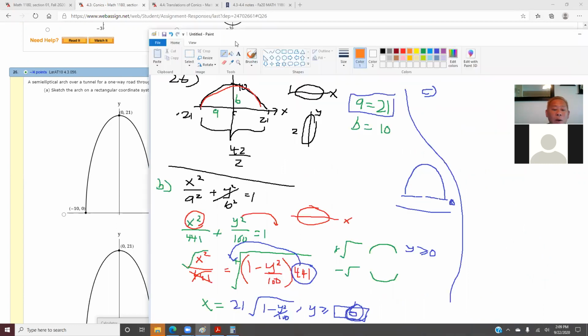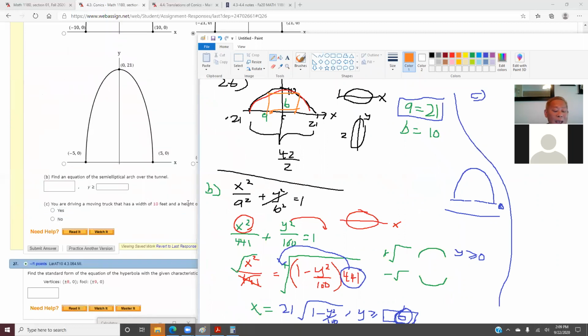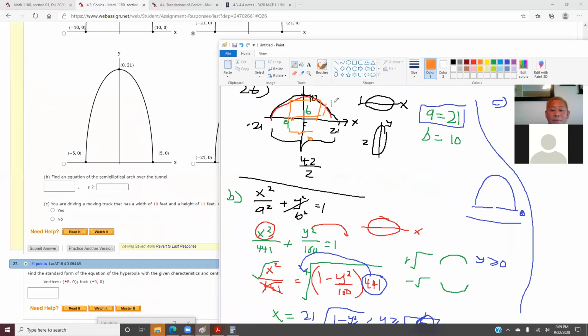When you drive through a one-way road, you're going to be in the middle. So your truck will be like this. This is your truck. You're not going on the side, but right in the middle. This truck has a width of 10 feet, so from here to here the width is 10 feet. And the height is 11 feet. So the question is asking, can this truck go through this tunnel?